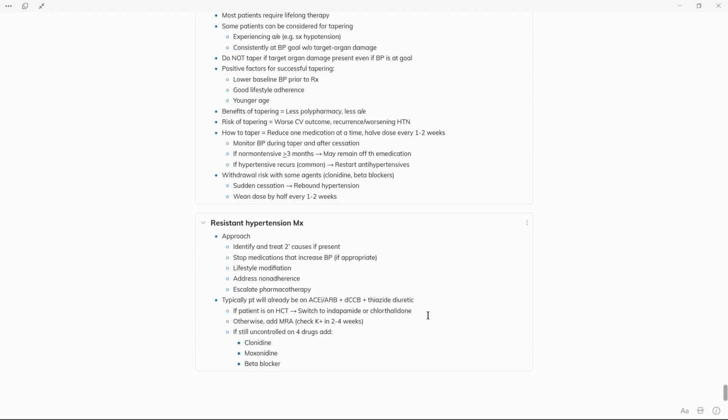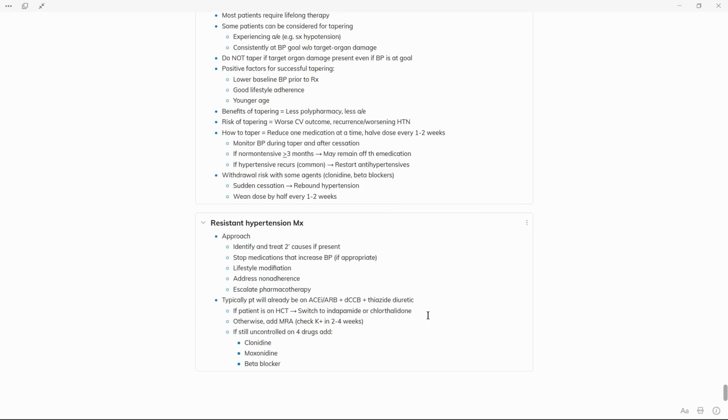Lastly, how do we manage a patient with resistant hypertension? The first thing to do is to try and understand why they have resistant hypertension. Do they have a secondary cause? If so, we should identify and treat it. We should try to stop any medications that can increase a patient's blood pressure, if it is clinically appropriate. We need to ensure that they are keeping up with lifestyle treatment. We need to address any possible non-adherence, both to medication and lifestyle. And of course, if they have resistant hypertension, we need to escalate their pharmacotherapy to get their blood pressure under control.